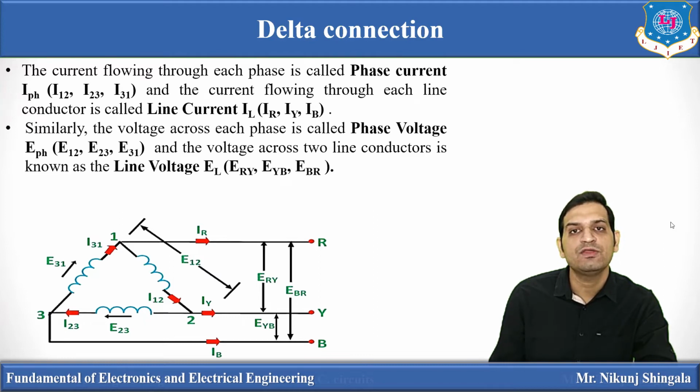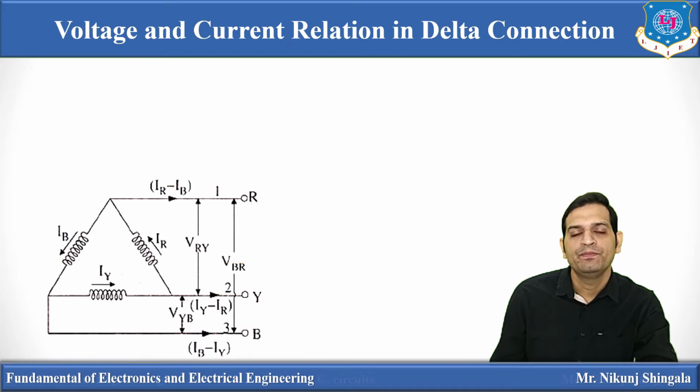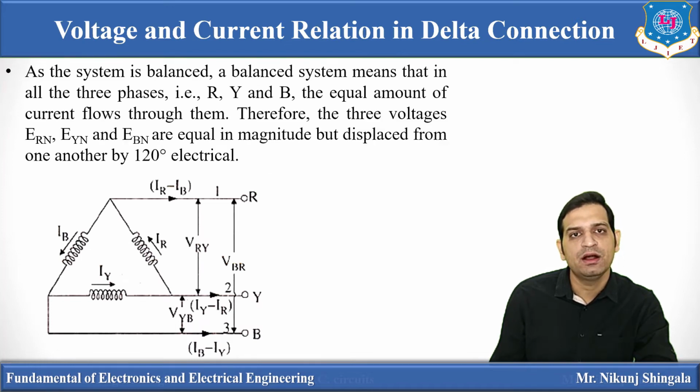Similarly, the voltage across each phase is a phase voltage. For this particular circuit diagram, it is E12, E23 and E31, and the voltage between two line conductors is nothing but the line voltage, which is generally denoted by EL or VL, and in this case it is ERY, EYB and EBR. Now, as the system is said to be a balanced system, all three phases have an equal amount of current flowing through them, and therefore the voltage across each phase will be equal. So ER, EY and EB will be equal for a balanced system.